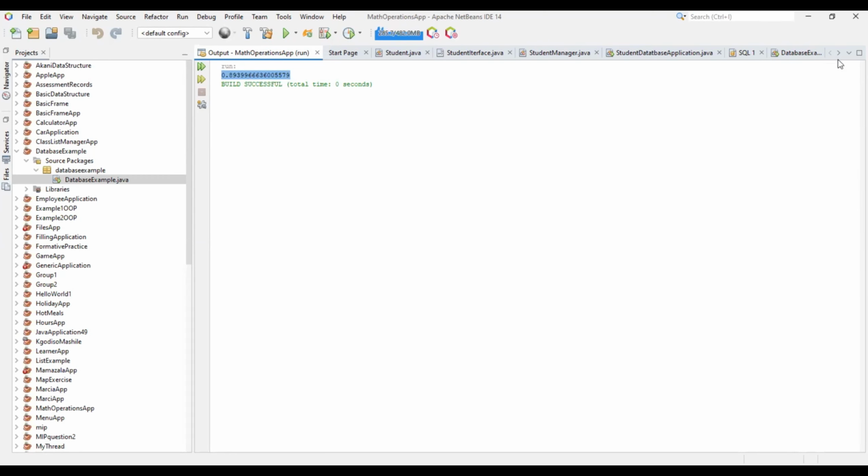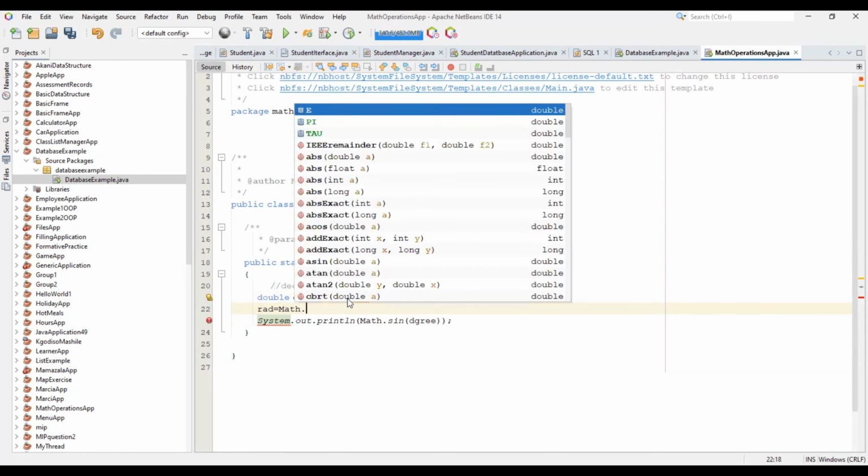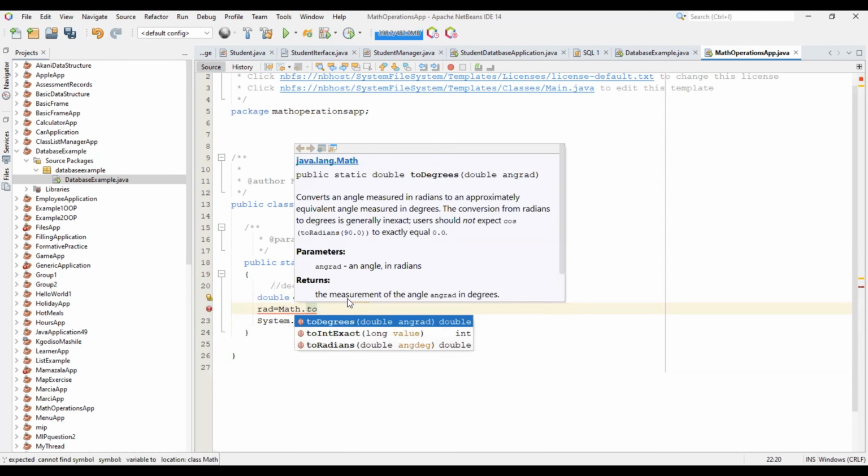So what you need to do is come back here, and you need to introduce something that you learn whenever you are doing calculus that is called radians. So you must convert from degrees to radians. What we can do here is say rad, that is going to be for your radians, and then I'm going to say math dot, and then you say 2 radians.